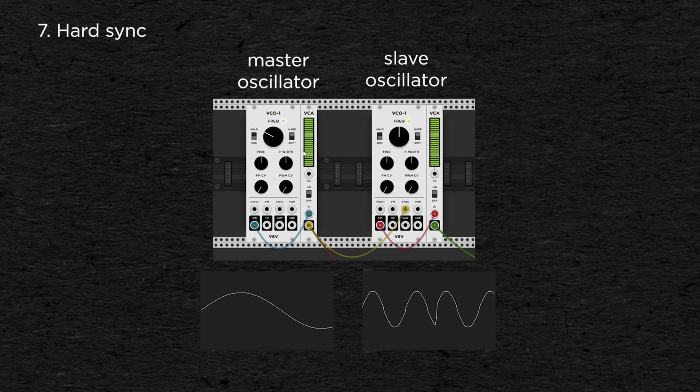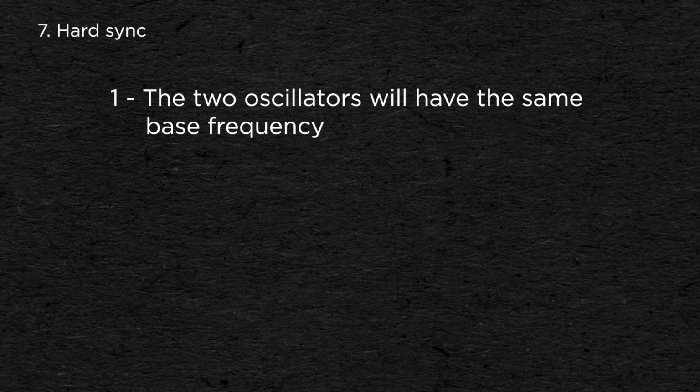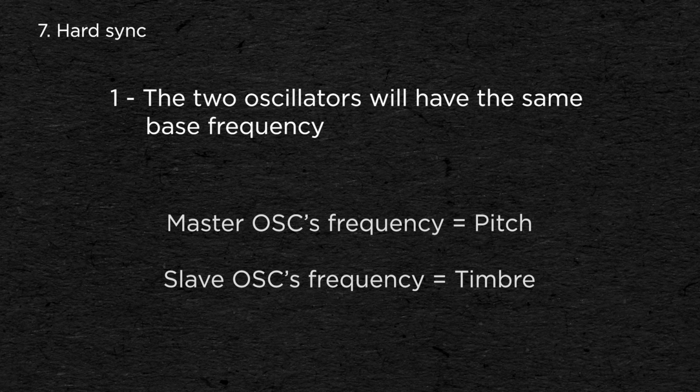Having one oscillator resetting the phase of the other means several things. One, the two oscillators will have the same base frequency, because the master oscillator will force the slave oscillator's period to reset at the master's frequency. So if you change the master oscillator's frequency, it will change the pitch, and if you change the slave oscillator's frequency, it will change the timbre.